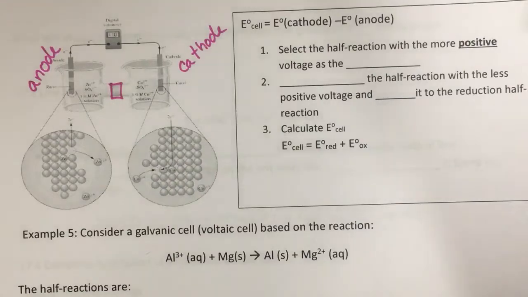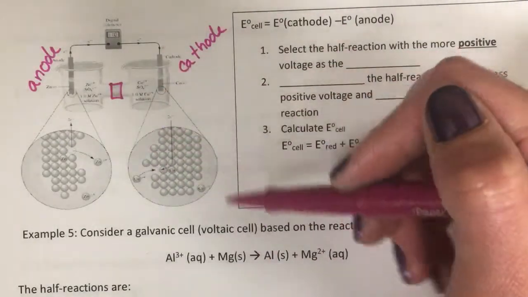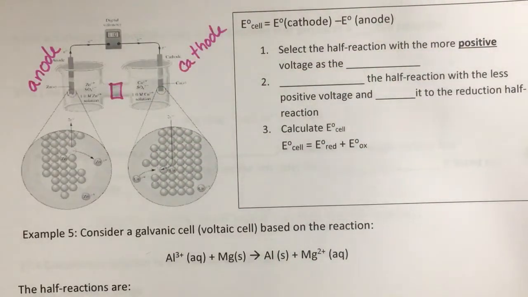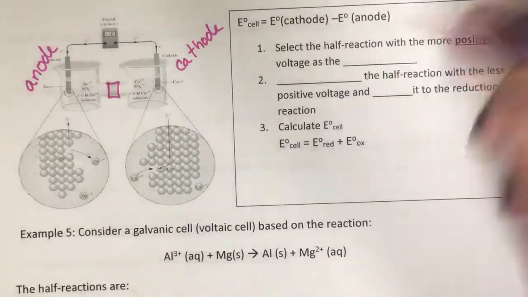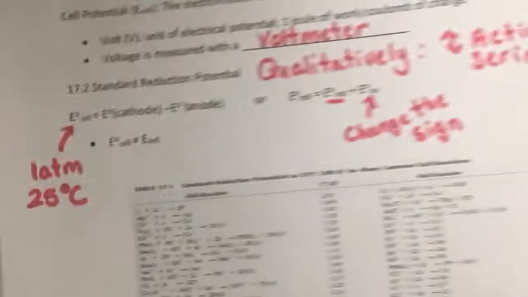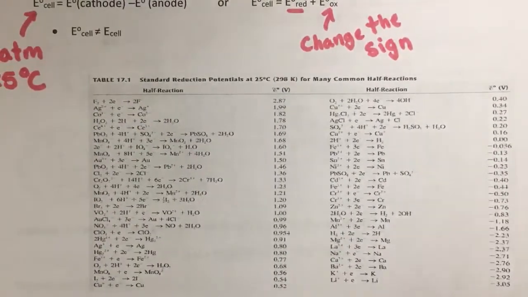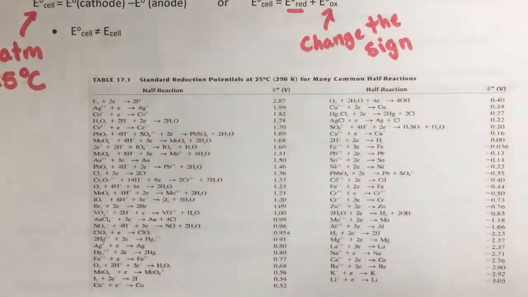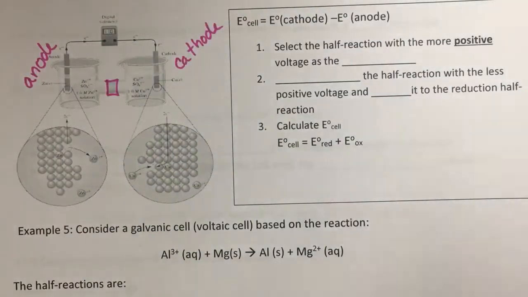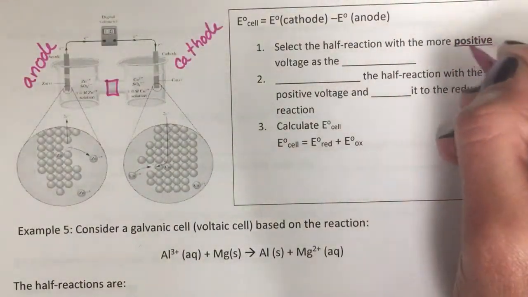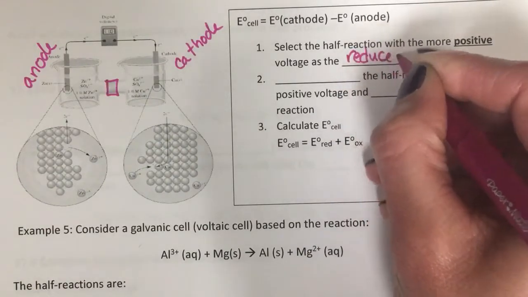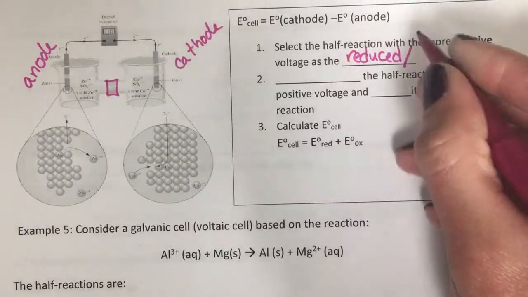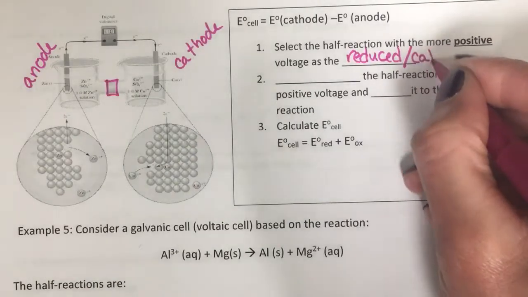So let's say I wanted to figure out how much voltage was produced in this reaction. I can do this one of two ways. I look at my values. Remember, these are reduction potentials. So the one that is more positive is going to be reduced. It is going to be the cathode.